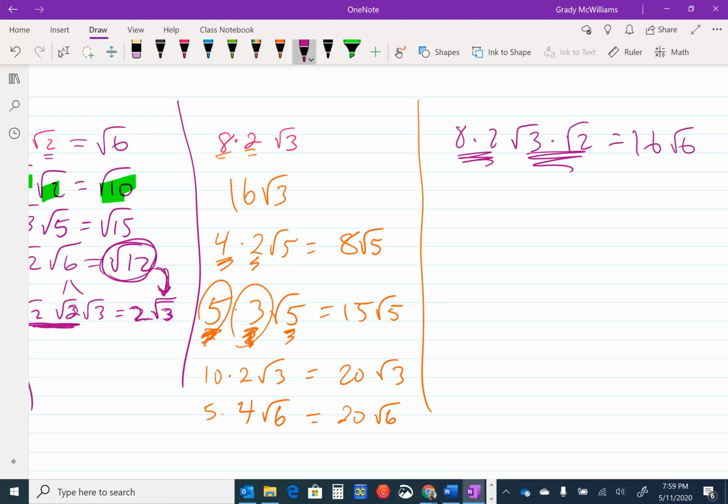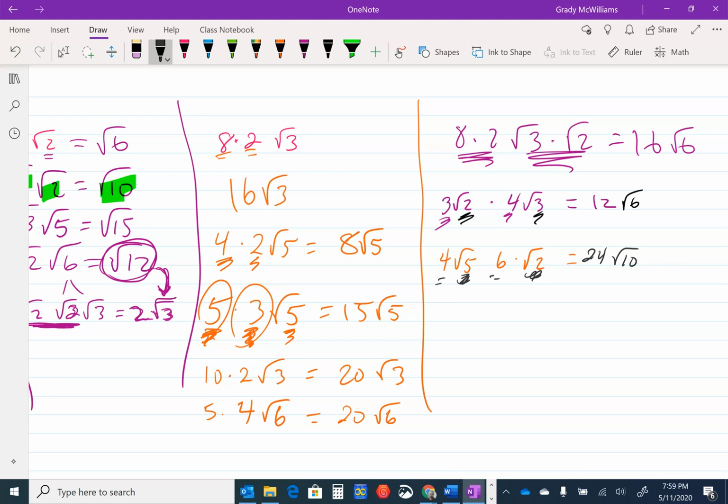Or what if you had like 3 square root of 2 times 4 square root of 3? Well, the 3 and the 4 get multiplied together, it gives you 12. And the square root of 2 times square root of 3 makes square root of 6. Okay, so if they're both under a square root, multiplying together; if they're both not under a square root, multiplying together. Let me give you another example. How about 4 square root of 5 and 6 square root of 2? Think about that. What's the answer for that? Well, 4 times 6 makes 24. Square root of 5 times square root of 2 makes square root of 10.